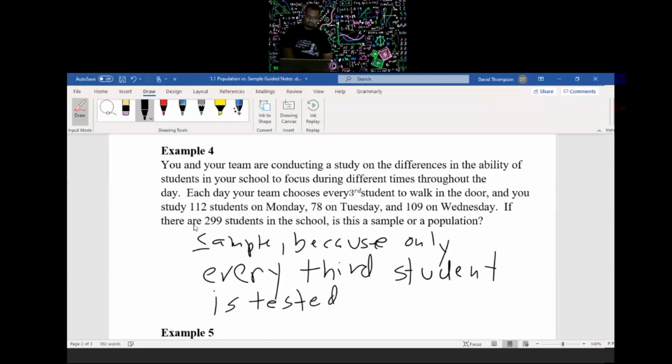If we tested every student that came through the door, then this would be a population, but that's not the case in this problem.